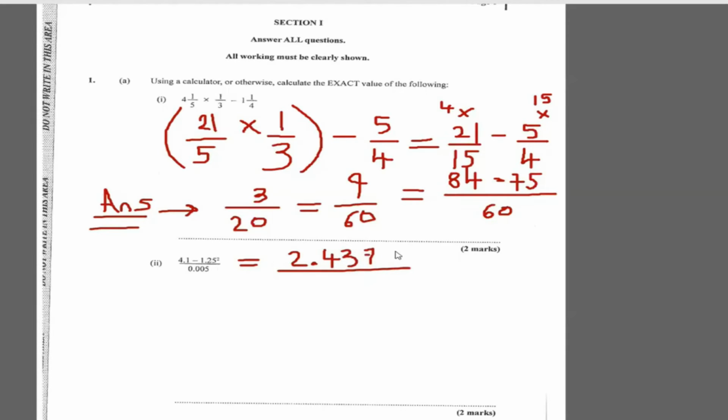When I put that in my calculator, I'm getting 2.4375. Just put that in your calculator, and that is what you get. And then you divide it by 0.005. When you do that division now, then you get your final answer, and I'm getting 487.5.